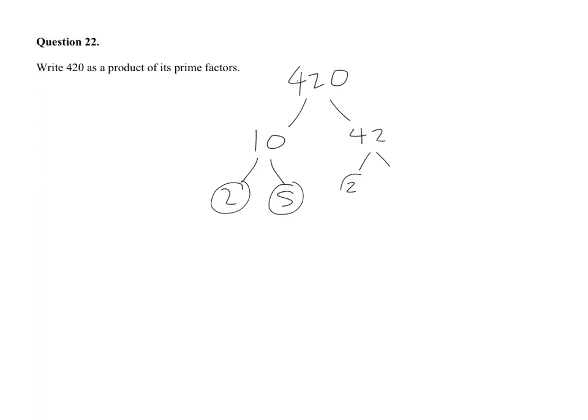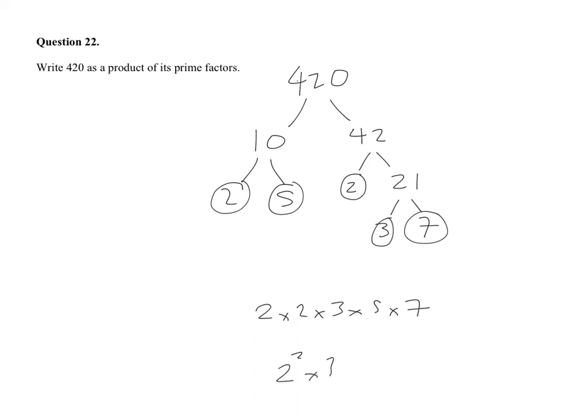42, going to divide that by 2, and that'll give us 21. 21 divided by 3 gives us 7. They are all prime numbers. We're now going to write them out as a list. So we've got 2 times 2 times 3 times 5 times 7. And to write it even simpler, 2 times 2 is 2 squared. And then we've got times 3 times 5 times 7.